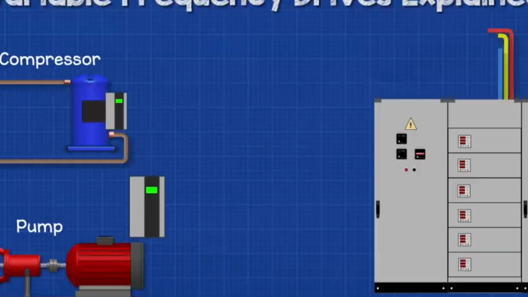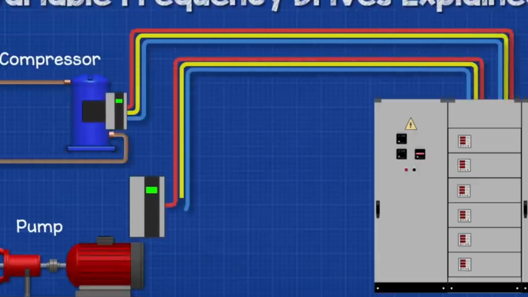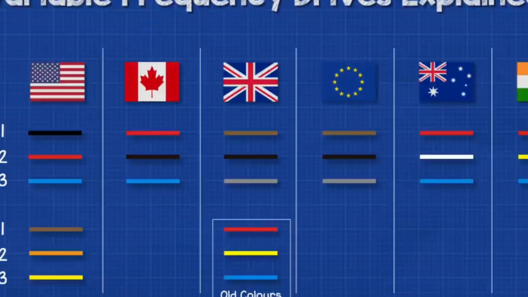We install the VFD into the power supply of an AC motor. This is usually a three-phase supply for most applications. Now I'm going to colour these phases in red, yellow and blue, simply because I think it's easier to see. But each country uses a different colour code, just be aware of this.